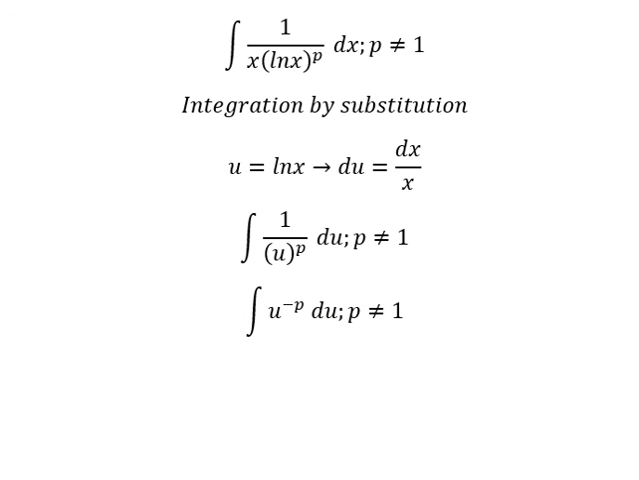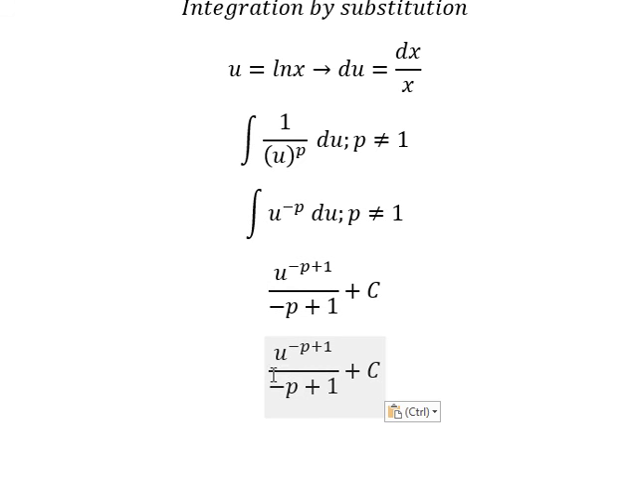About this integration, we have u to the power of negative b plus 1 over negative b plus 1, and we put plus c. About u, that's ln(s).